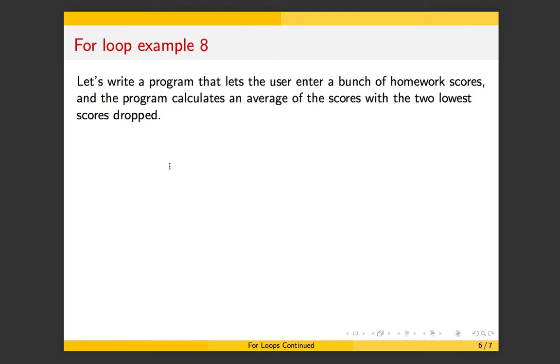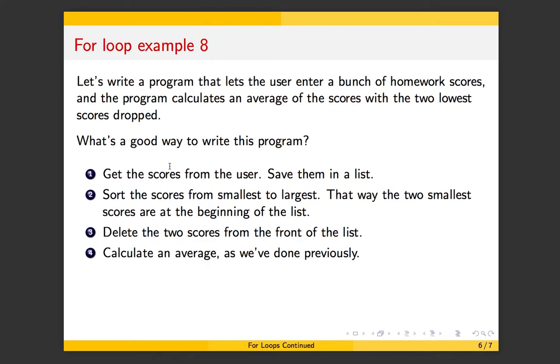Okay, so now let's write a program that does what we've sort of done previously in the while loop video. Let's calculate an average of a bunch of homework scores, but let's do something like what we're doing in here. So for your daily quizzes, for example, some scores are dropped. So let's calculate an average, but let's drop some low scores, okay? So what's a good way to do this?